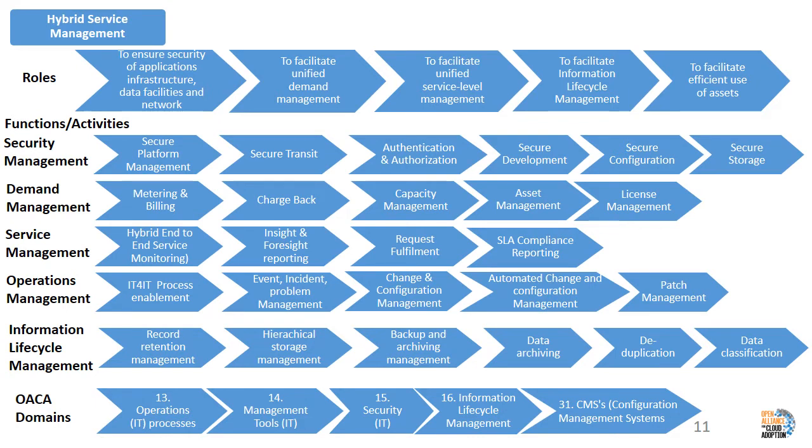Hybrid service management. There are 5 roles to hybrid service management. The first one is to ensure the security of applications, infrastructure, data, facilities, and networking. Second, they facilitate a unified management of IT services. Third, it facilitates a unified service level management of those services. Fourth, ensures that information lifecycle management policies are enforced and enabled.